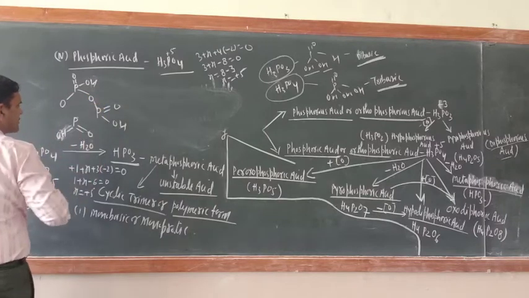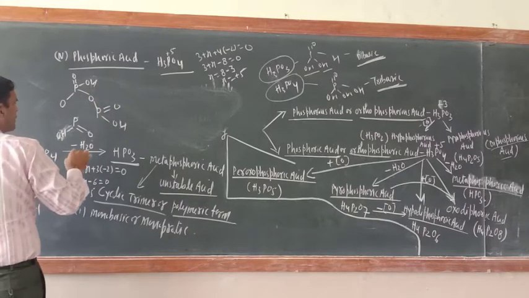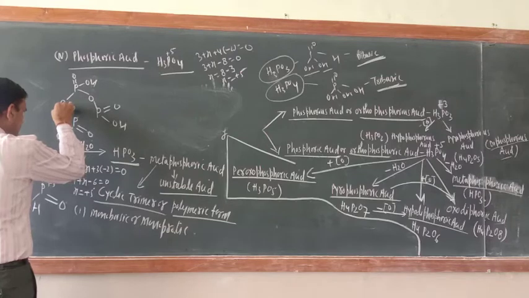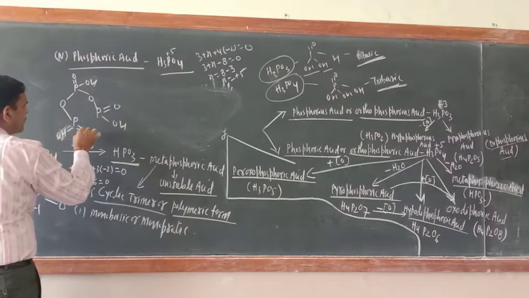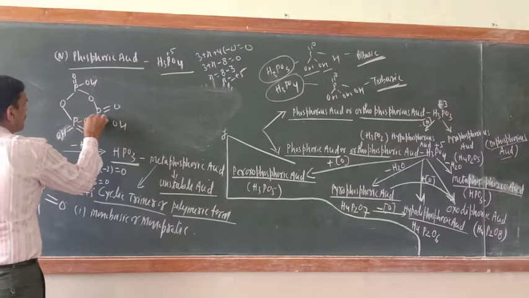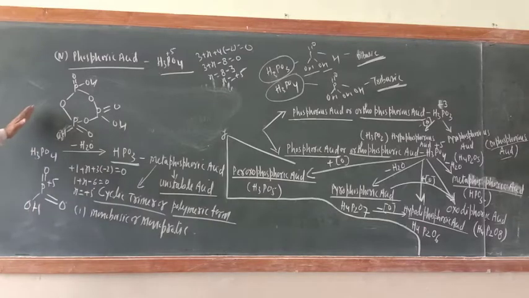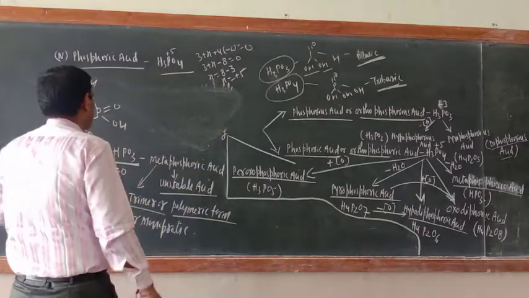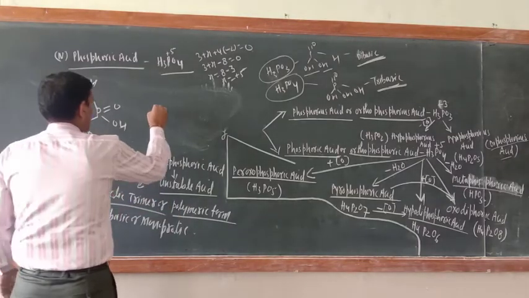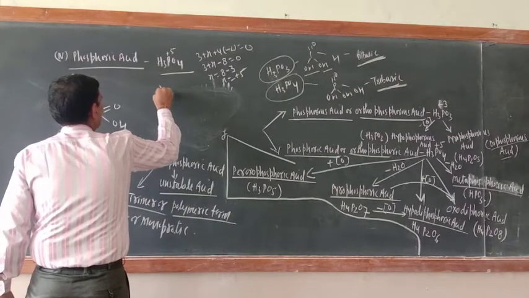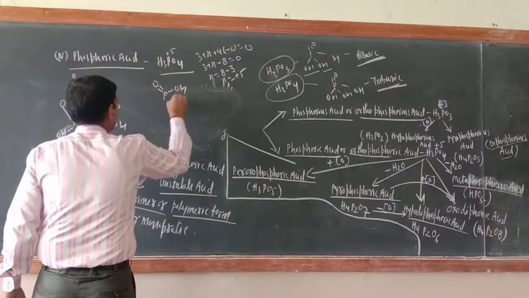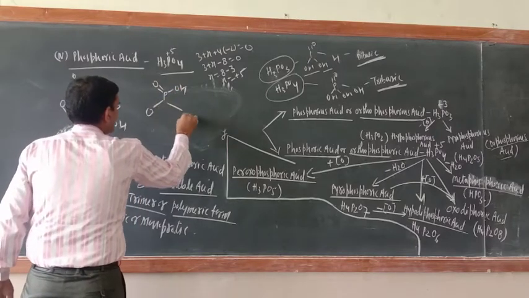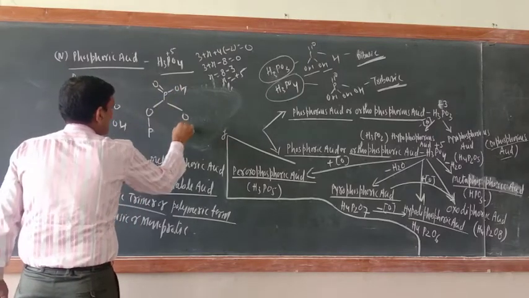Yes, this O, this side this O, and here O. Now this is the cyclic trimer. What is this one? Cyclic trimer. In a better way you can understand it like this: P double bond O, OH. Now here O, here O, here P, here P.